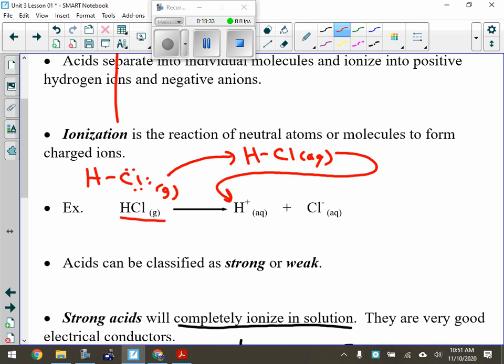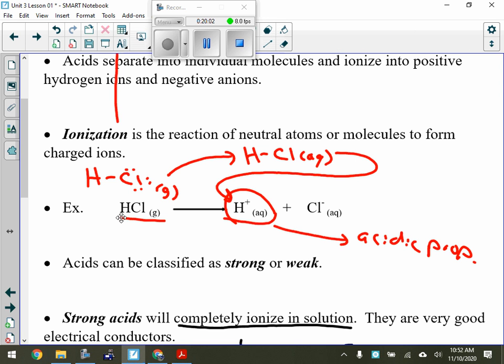So HCl gas turns into HCl in water, which turns into H plus and Cl minus. This is called ionization, the term we use for this. And this gives me the acidic properties of acids.